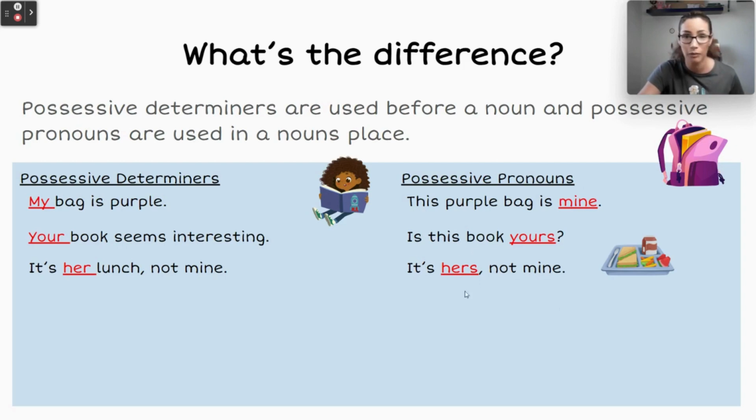Notice here, I'm not putting the word lunch, okay? Because this is taking the place of her lunch, okay? I could say this one slower. I'm sorry, I'm not saying these slow, so I will say it slow if you want to repeat. It's hers, not mine.